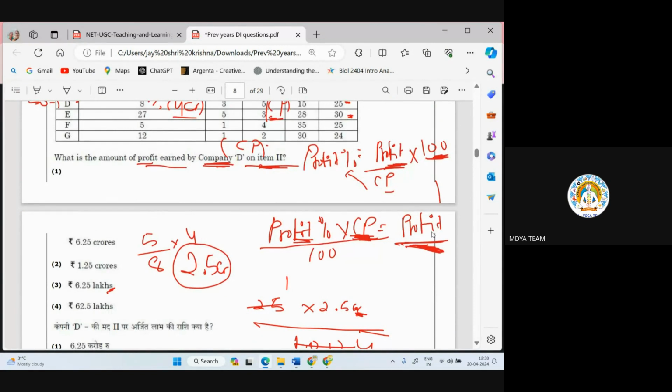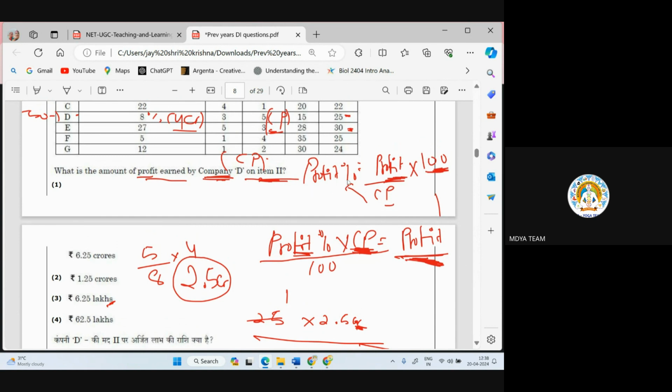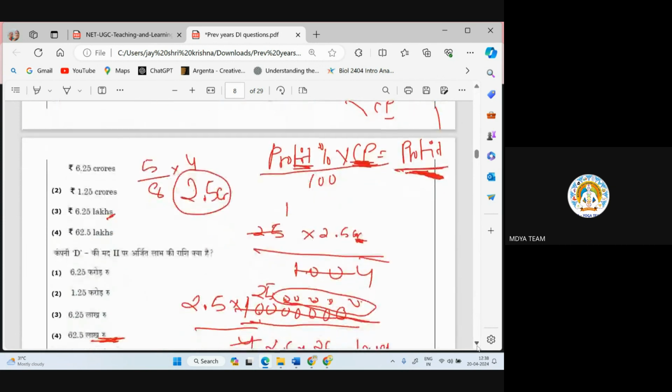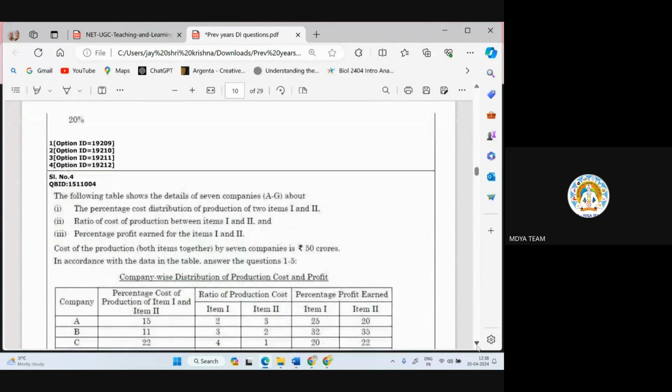So profit is equal to profit percentage into cost price upon 100. This formula you need to remember: profit percentage equals profit upon cost price into 100. I told you about this formula. With the help of this formula, we come up with the formula for profit: profit percentage into cost price upon 100. You just have to include the values in this formula and you will get profit for item 1 and 2 separately. Is it clear? Yes.